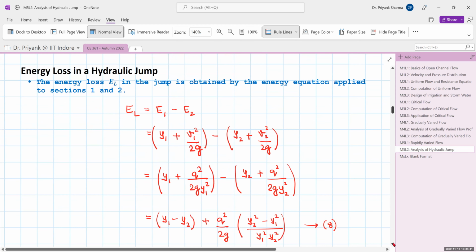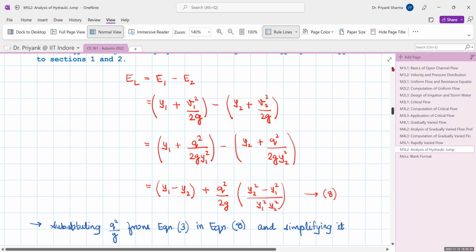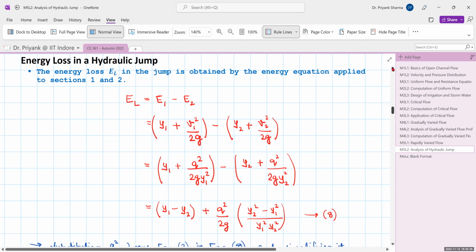So as seen from the previous specific energy diagram, your energy loss EL is the difference between the energies in section 1 and 2, that is incoming and outgoing flow. So it is E1 minus E2. E1, you know that by applying specific energy concept, it is y1 plus V1 square by 2g, and similarly E2. So on solving, you get a form where it is y1 minus y2 plus q square by 2g into y2 square minus y1 square upon y1 square y2 square.